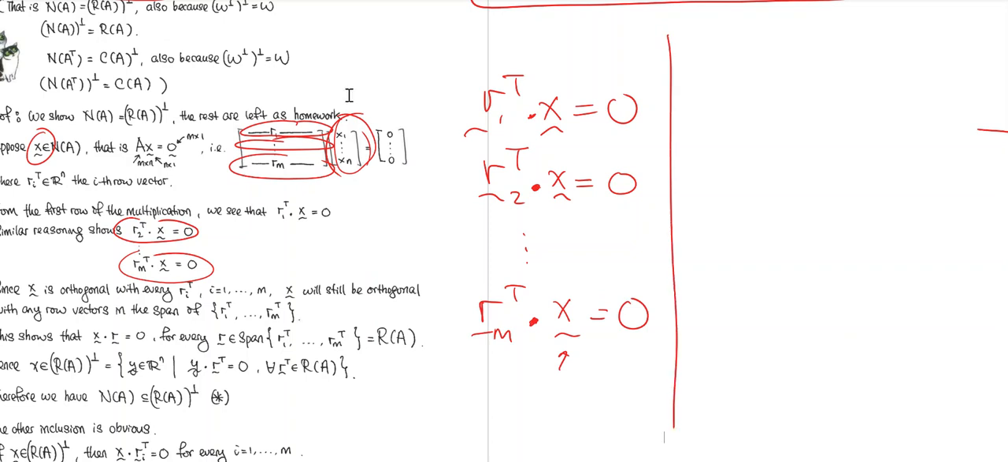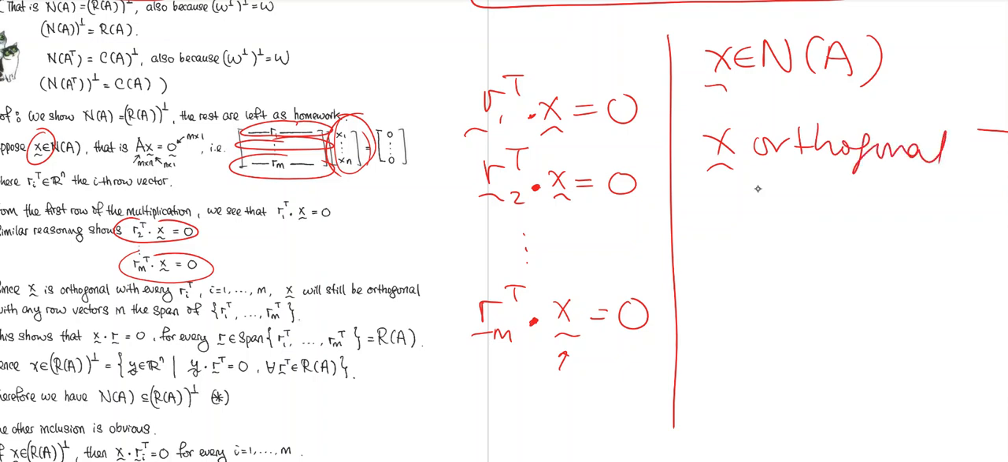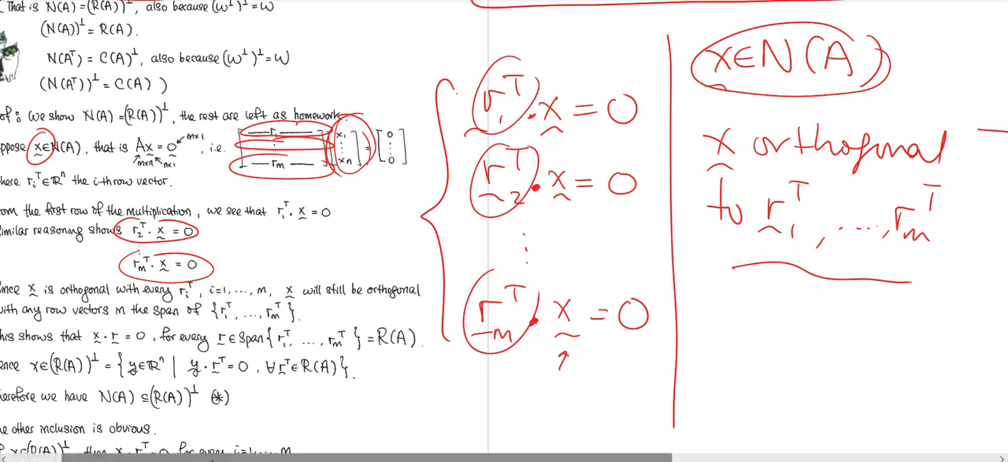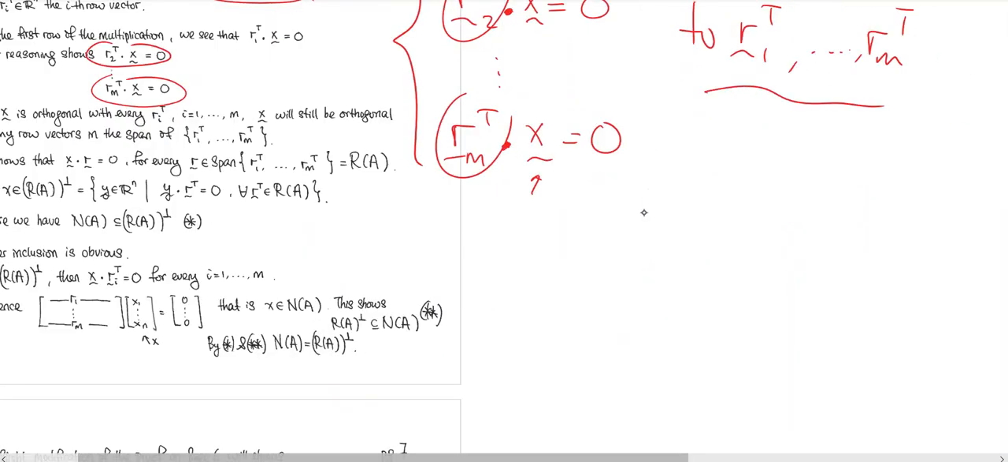So you can see from here, X being in the null space of A gives you that this X is actually orthogonal to R1 transpose, orthogonal to Rm transpose, orthogonal to all these vectors. Okay, so this is what we try to say here. X being in the null space of A gives you the fact that X is actually orthogonal to all these vectors.